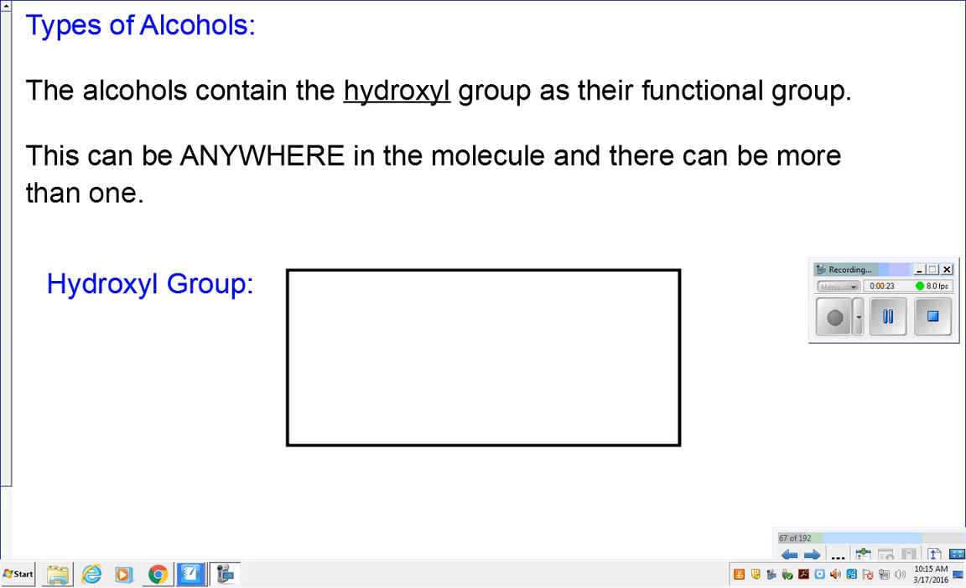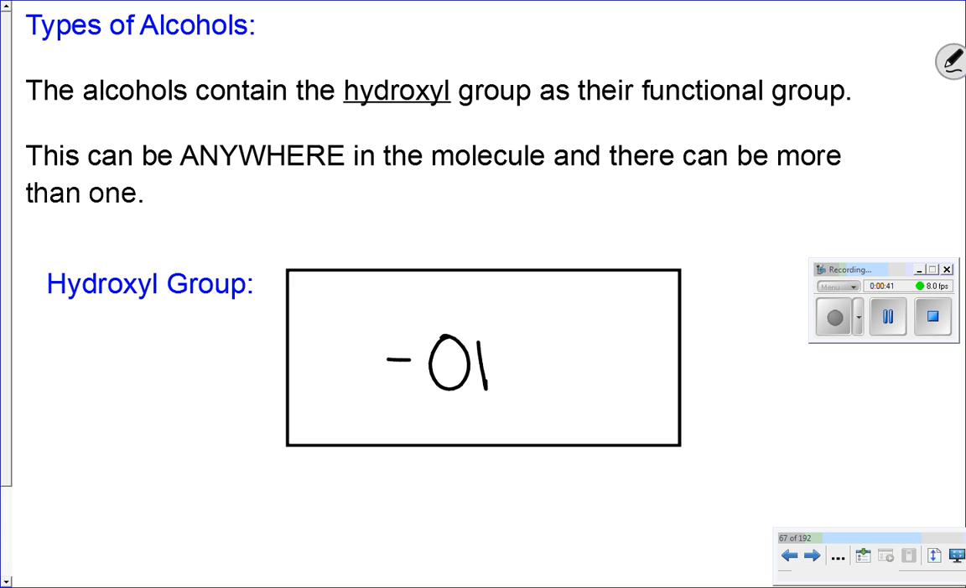Alcohols contain the hydroxyl functional group as their functional group. Some questions will actually ask you about the alcohol functional group, and for Regents purposes, you can also just refer to this as the alcohol functional group. If you go on to take more chemistry classes, you'll hear it referred to as the hydroxyl group. This can be anywhere in the molecule, and there can be more than one of them.